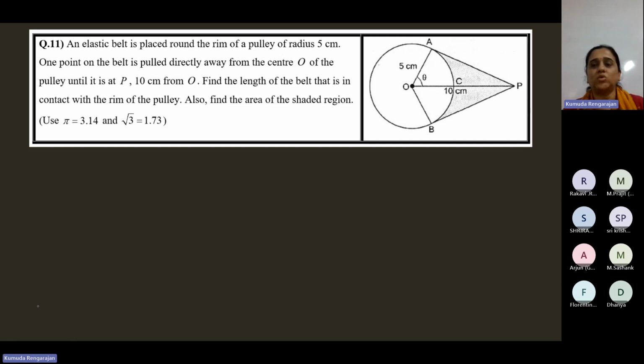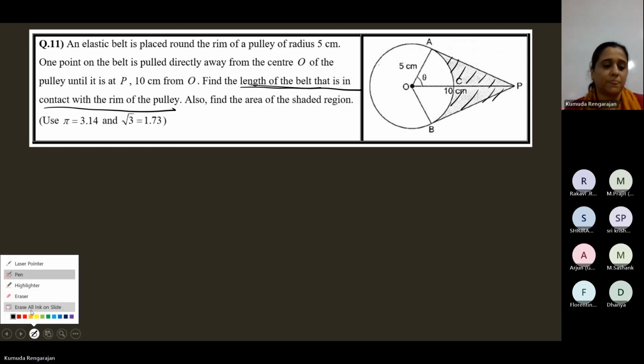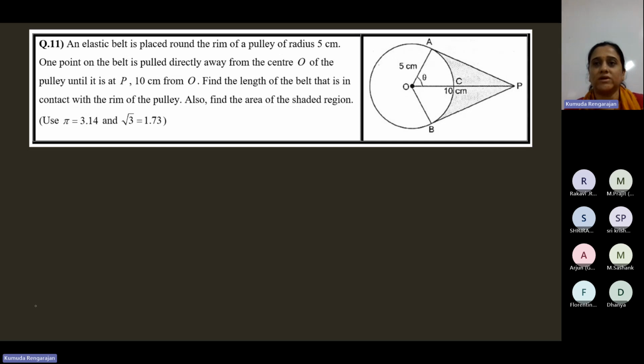Now you will have to answer two questions. One is you need to find the length of the elastic belt that is in contact with the rim of the pulley. And also you'll have to find the area of the shaded region. The two questions you have to answer.